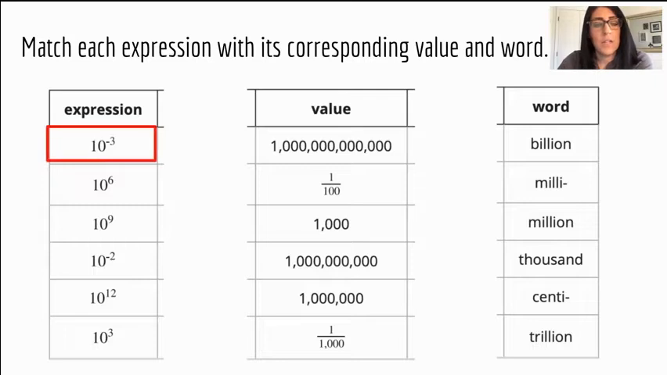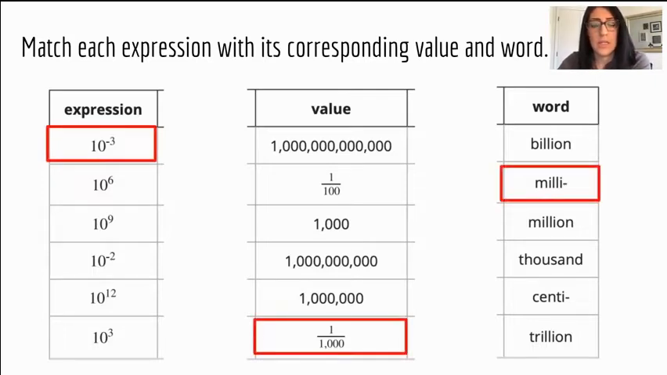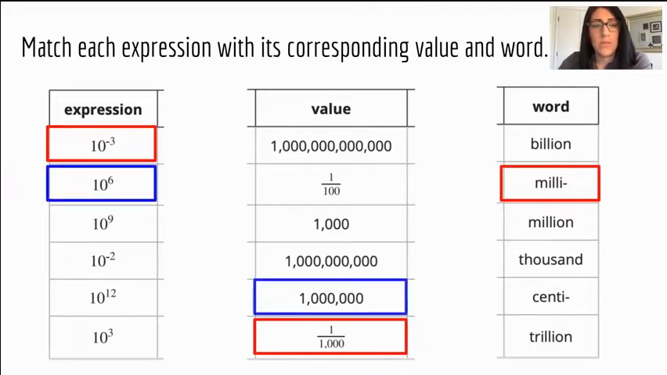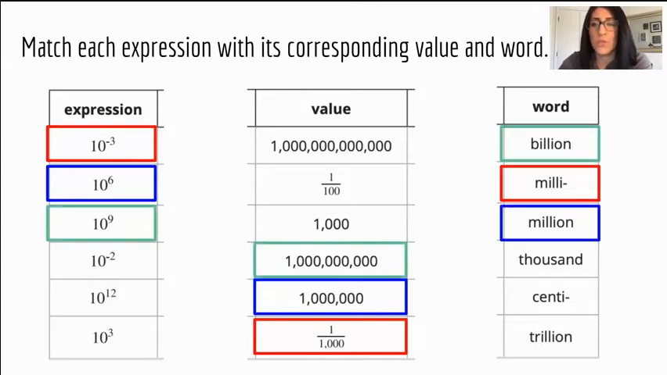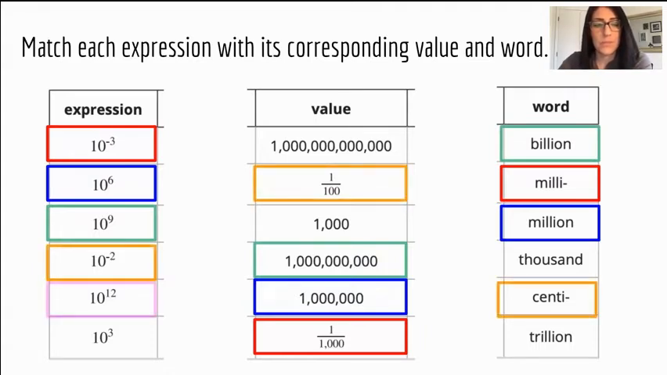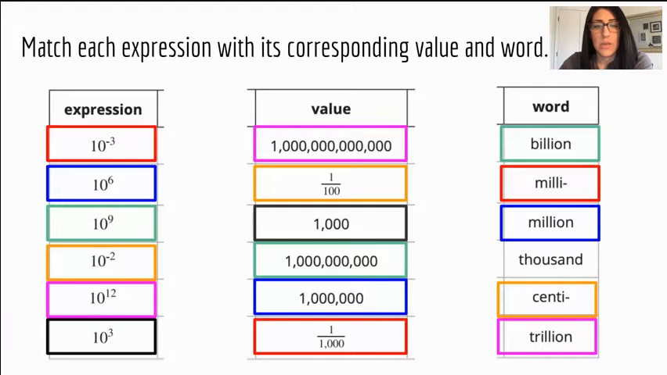10 to the negative third would match with this value here, which we would say is milli. So 1 over 1,000 would be milli. 10 to the sixth matches with this value here, which would be million. 10 to the ninth matches with this value here, which would be billion. 10 to the negative second matches with 1 over 100, which is centi. 10 to the 12th matches with that top value, which is trillion. And 10 to the third matches with 1,000, which is thousands.